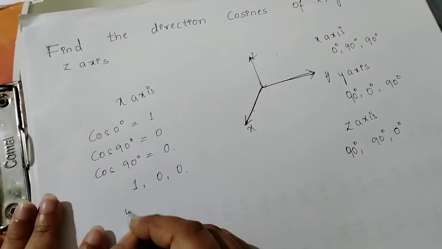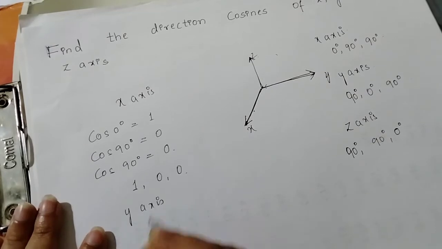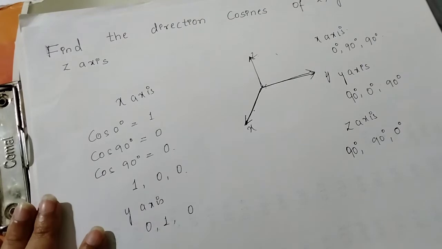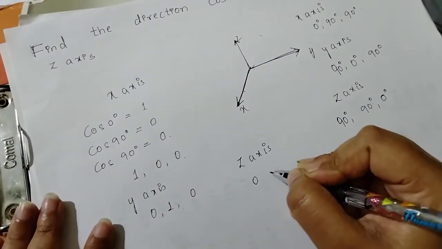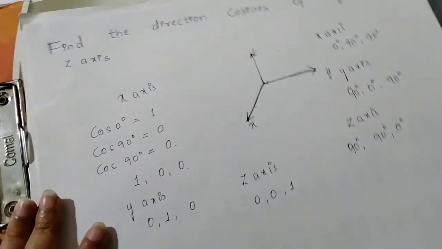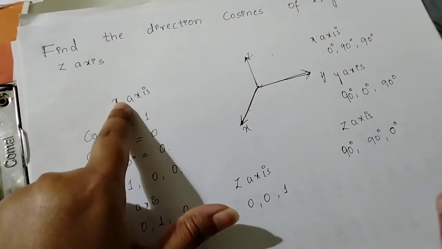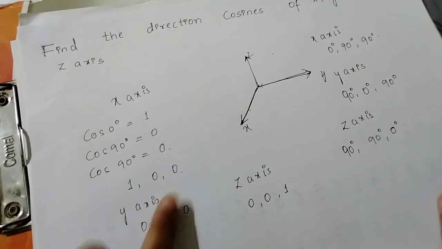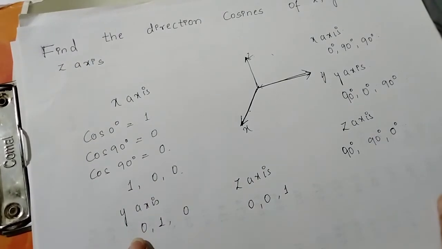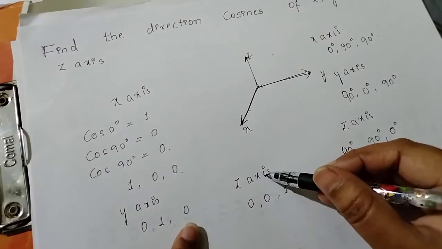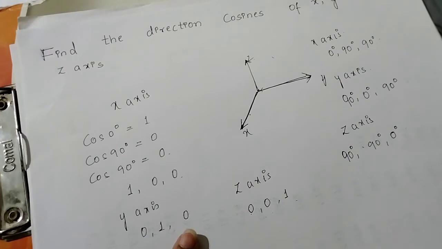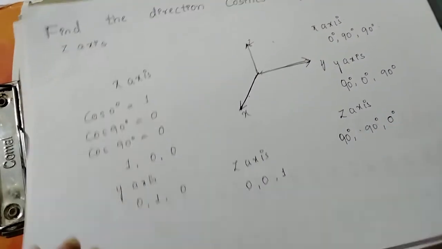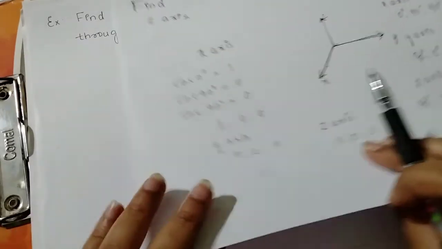If you do it with respect to the y axis, it will be 0, 1, 0. If you do it with the z axis, it will be equal to 0, 0, 1. So along any axis they can ask: along the x axis, 1, 0, 0 direction cosines; along the y axis, 0, 1, 0; along the z axis, 0, 0, 1, because you are taking the cosine of that angle. Clear? So now let me move to the second example.